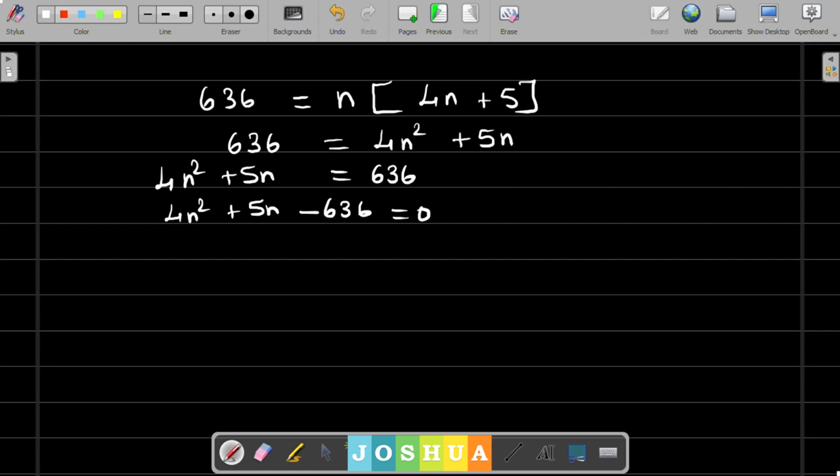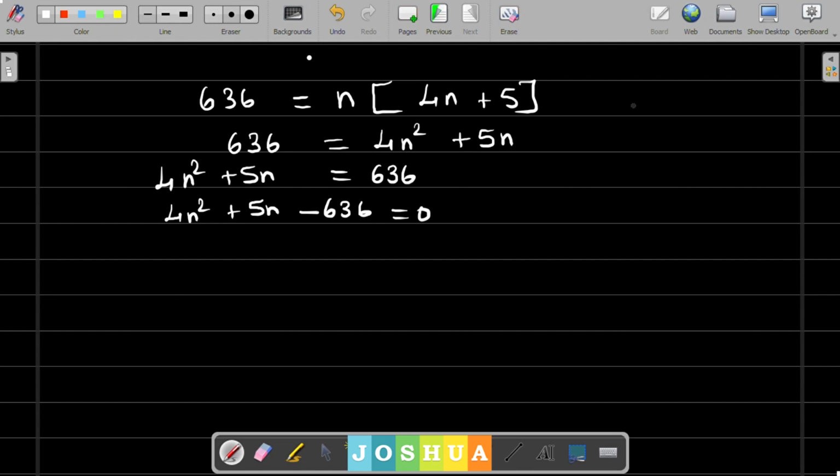Now I have to solve this. There are two methods we already discussed in the previous question. We can use the formula minus b plus or minus square root of b square minus 4ac, by 2a. But look at the value here: c is minus 636. If you take a very big number, it will take a lot of time to solve the equation. So sometimes we can go for the factor method. So I'm going to find the roots of n.